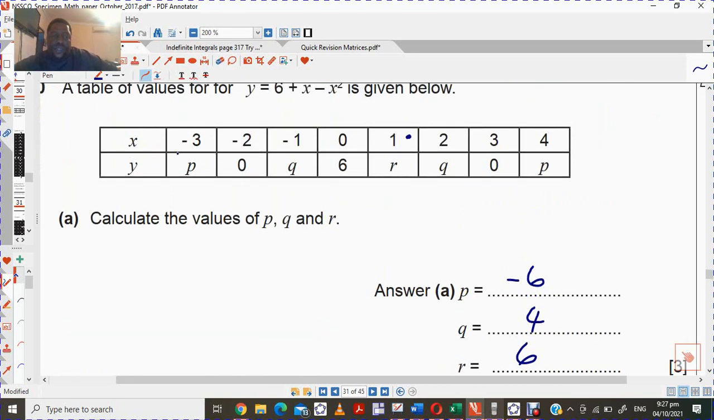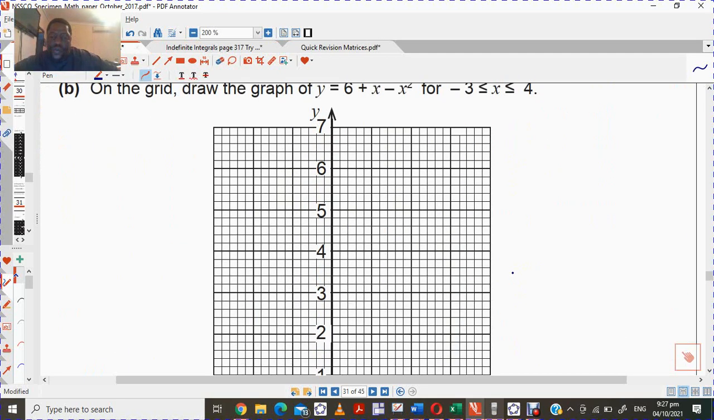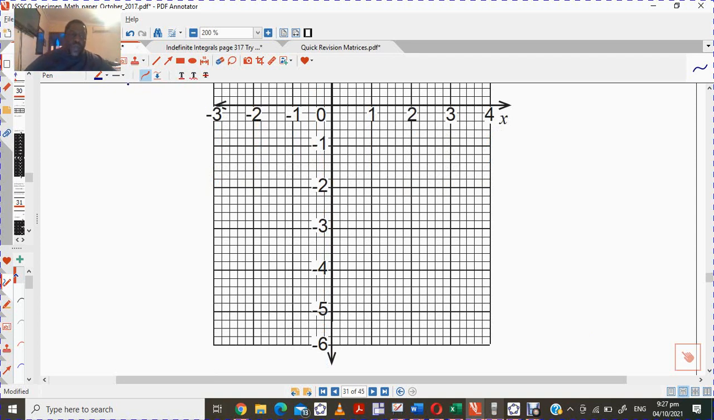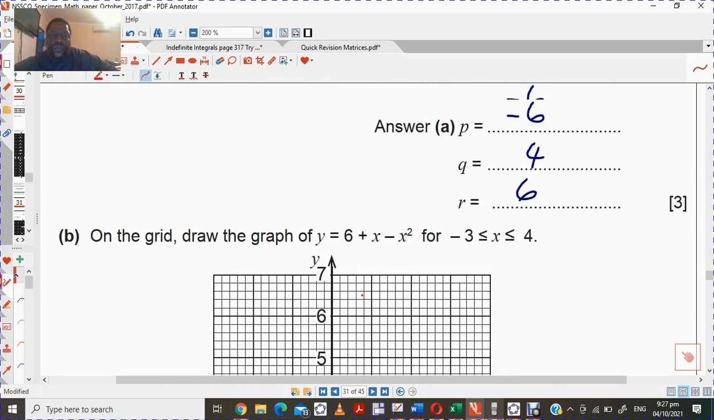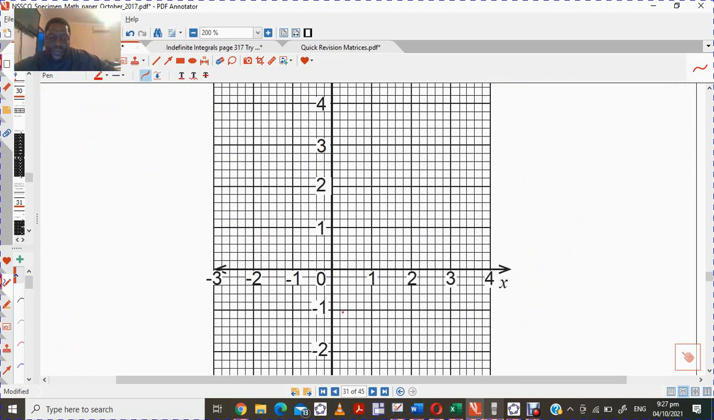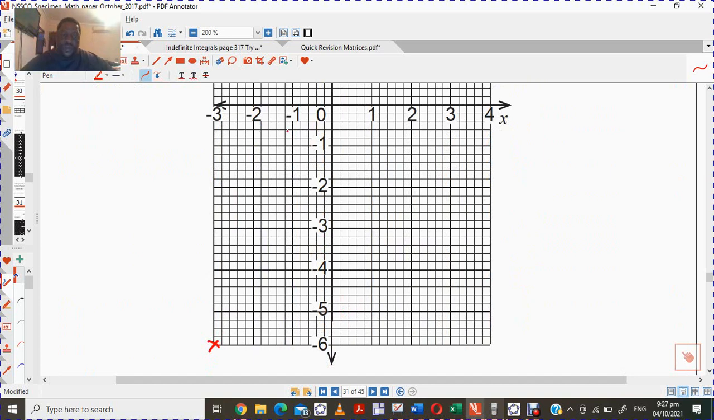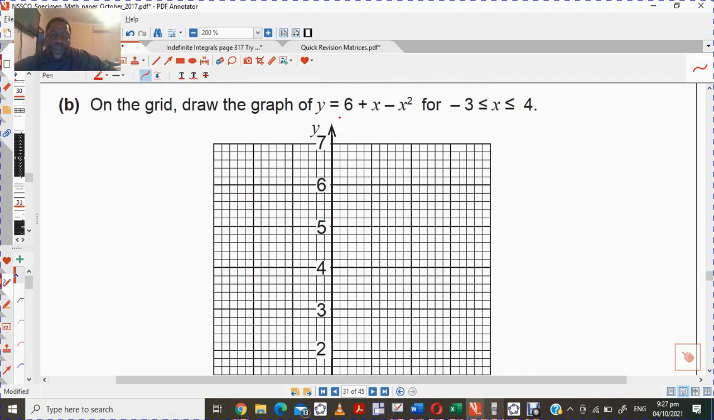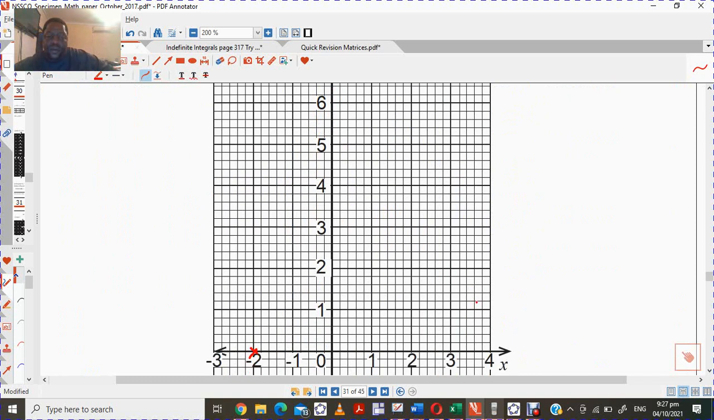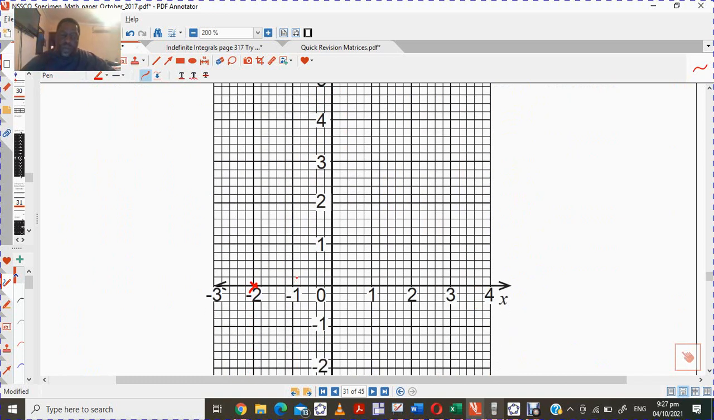So when x is -3, p will be -6. So the point -3, comma -6 will be way down here. -3, comma -6 is here. When x is -2, okay, to my table, when x is -2, 0. So -2, 0. That's the point exactly there. When x is -1, I get q, which is 4. So -1, I get 4. So -1, 4 is here.